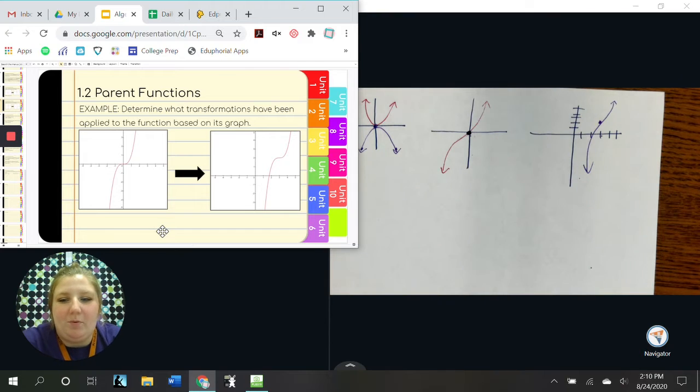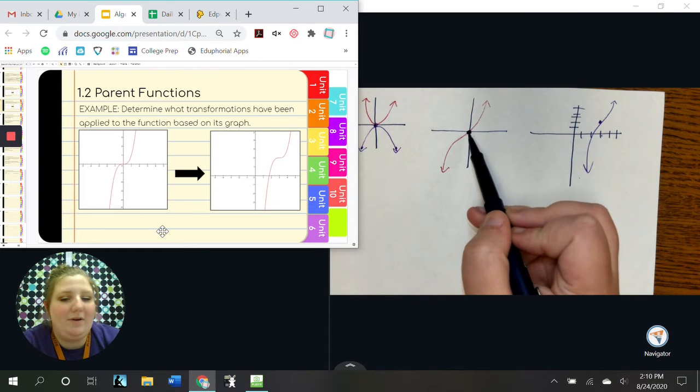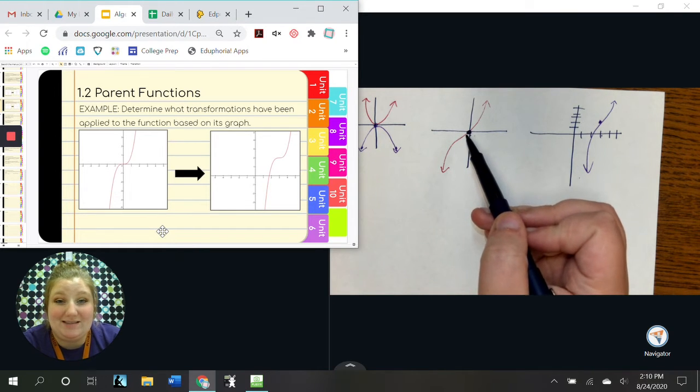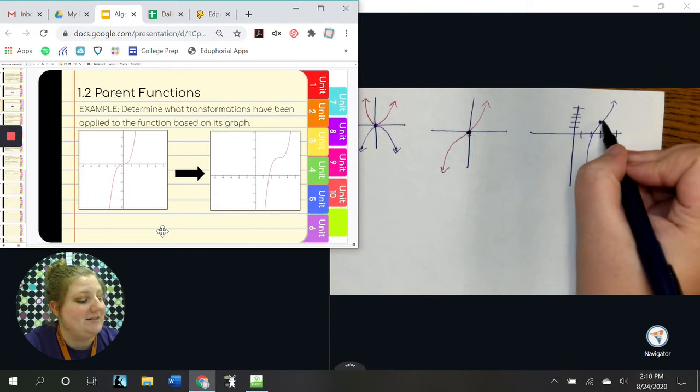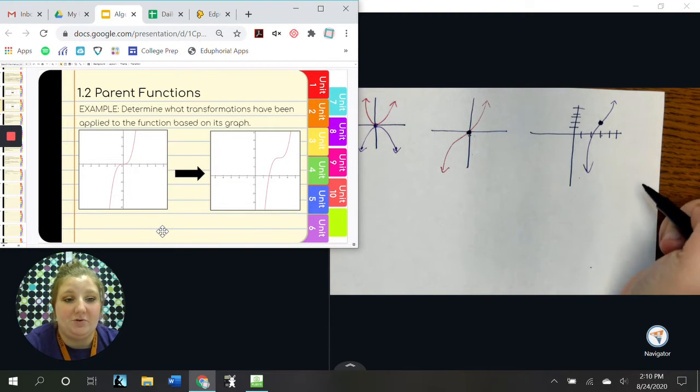You always want to pick a point that's on a tick mark somewhere, or on a whole number value. You don't want to pick something that might be a fraction or a decimal, because that would be hard to interpret in the new graph. So the point, if it goes through the origin, that's a really easy one to pick because it starts at 0, 0. So this point over here is the same as this point on the new graph.